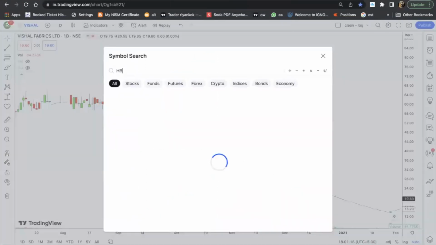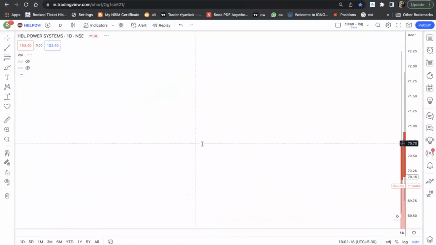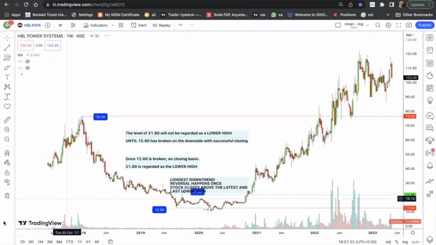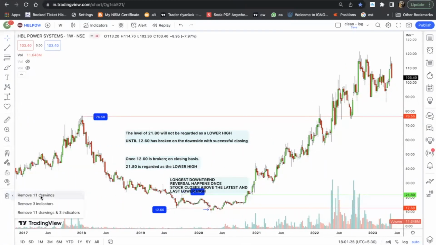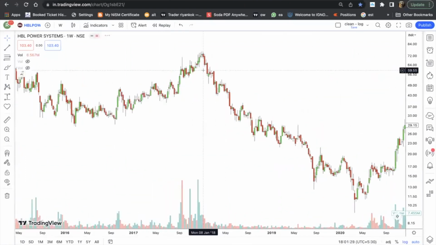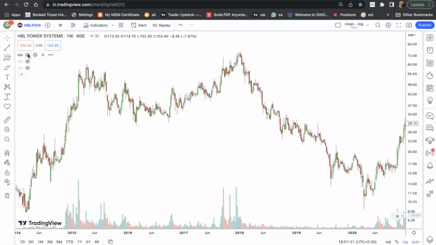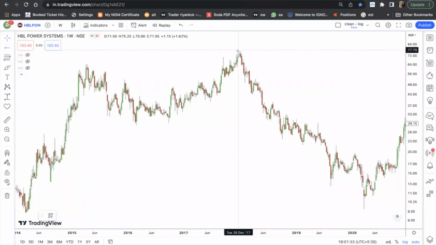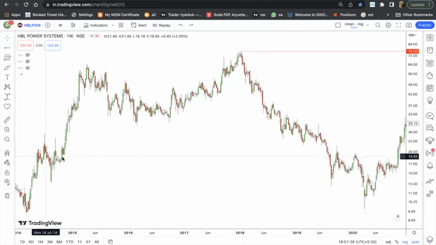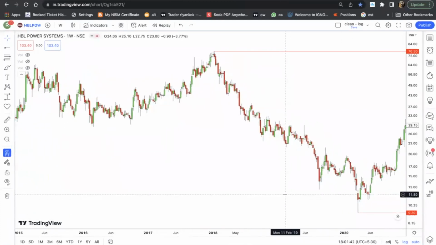So let's take an example of HBL Power System. This was one of the stocks which had formed a longest downtrend reversal pattern back in 2021 something. Yeah, 2021. So, you can see very clearly that the stock had come down from the levels of 76 till almost how much? 9 rupees. From 76, the stock came down till the levels of 9 rupees almost.